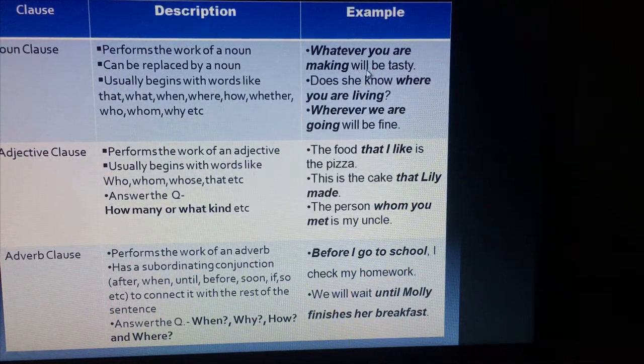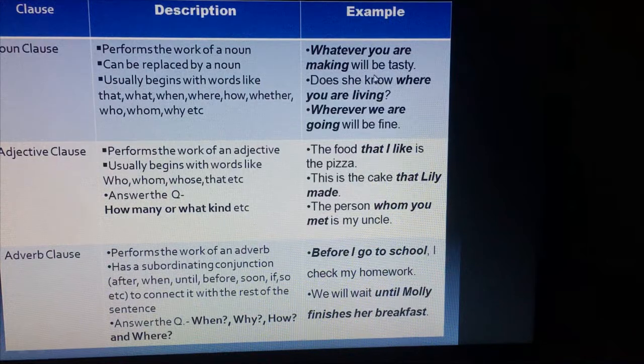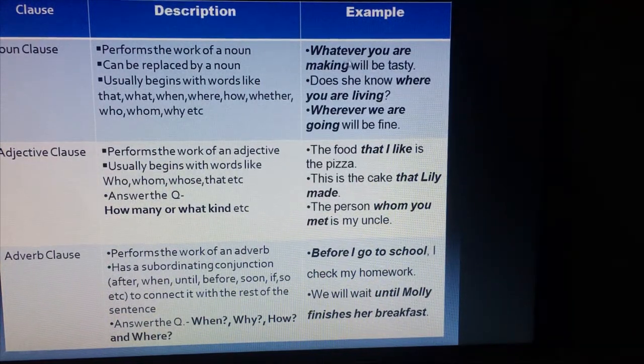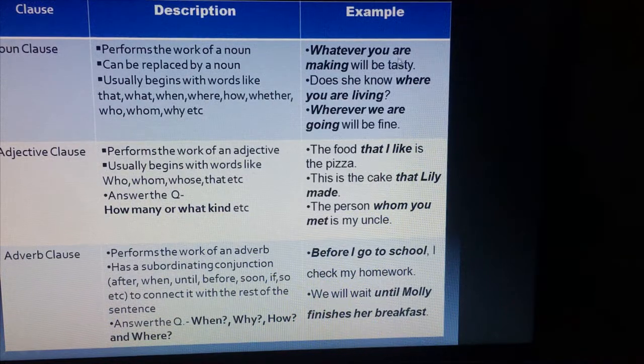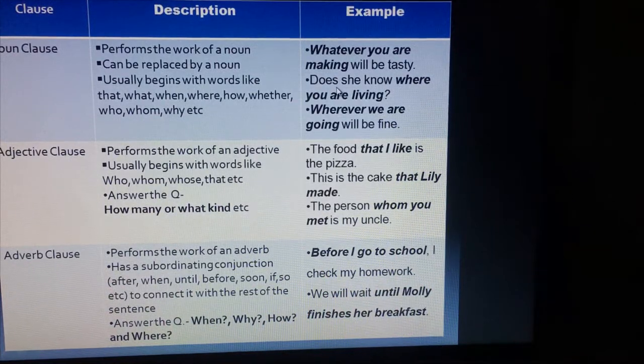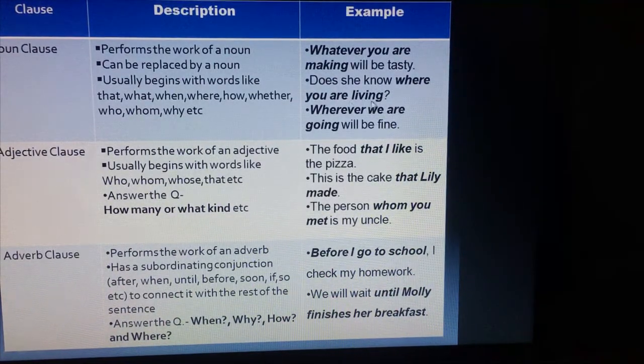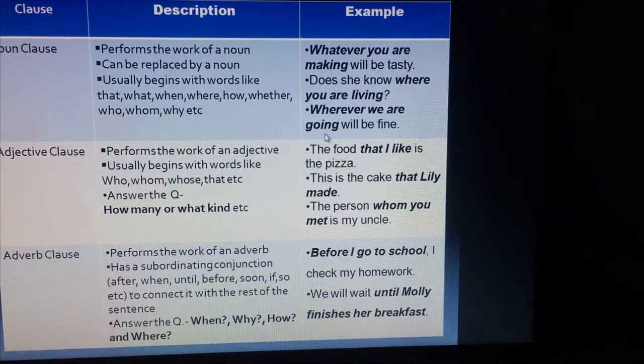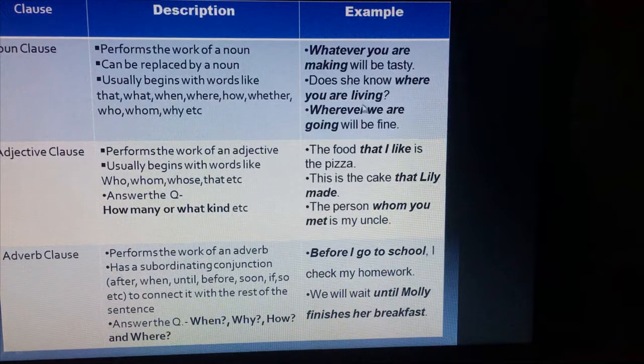Whatever you are making will be tasty. So something you are making, it will be tasty. Whatever you are making, some dish, is performing like a noun in this sentence. So whatever you are making is our noun clause. Another example: does she know where you are living? Where you are living is a living place, it is describing, so it's a noun. Wherever we are going will be fine. The same, the place it is describing, so it is performing like a noun in this sentence, so this one is also a noun clause. I hope you got the noun clause examples and the description.